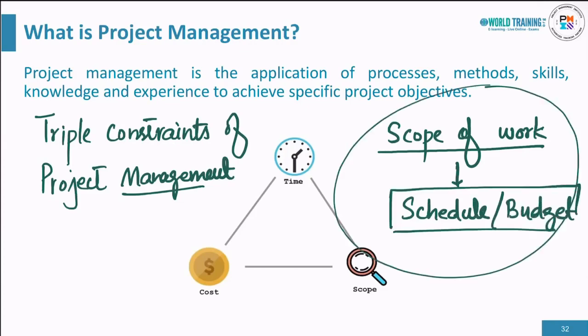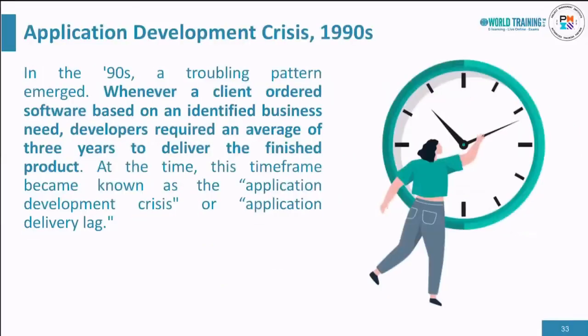However, with the passage of time, the revolution in information technology and the computer industry brought rigorous changes in the project management industry. We call it the application development crisis in 1990. In the 90s, a troubling pattern emerged. Whenever a client ordered software based on an identified business need, developers required an average of 3 years to deliver the finished product. At the time, this time frame became known as the application development crisis or application delivery lag.